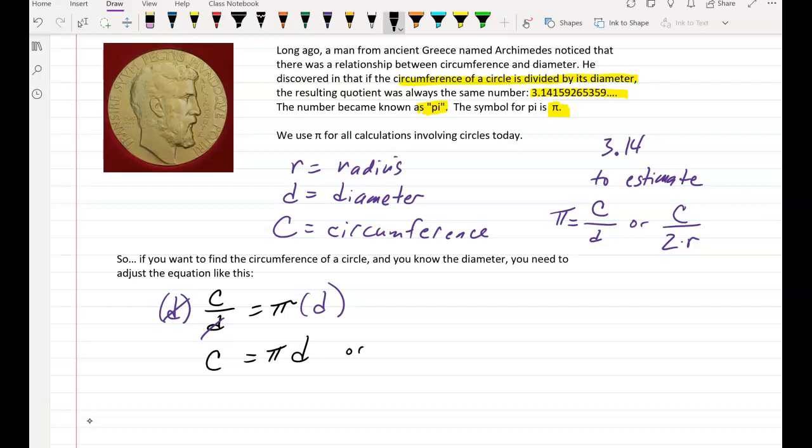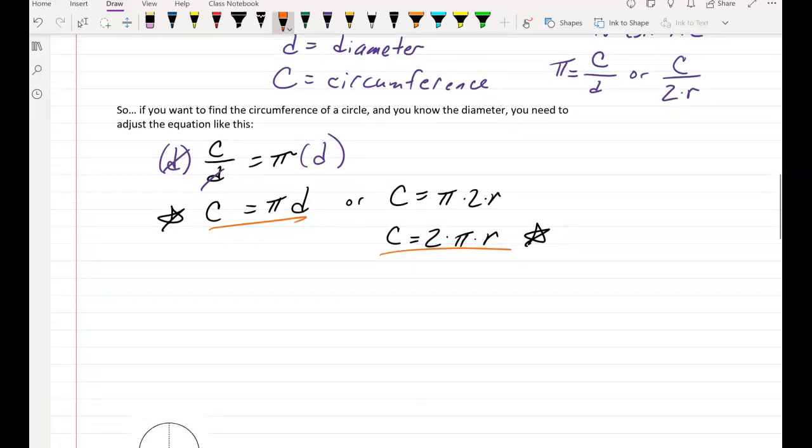Or the circumference is equal to pi times 2 times r. Or the more appropriate way to rewrite that would be 2 times pi times r. So 2 pi r. This is the most acceptable, and as is this. Circumference equals pi times diameter, or circumference equals 2 pi r. Those are both perfectly fine.